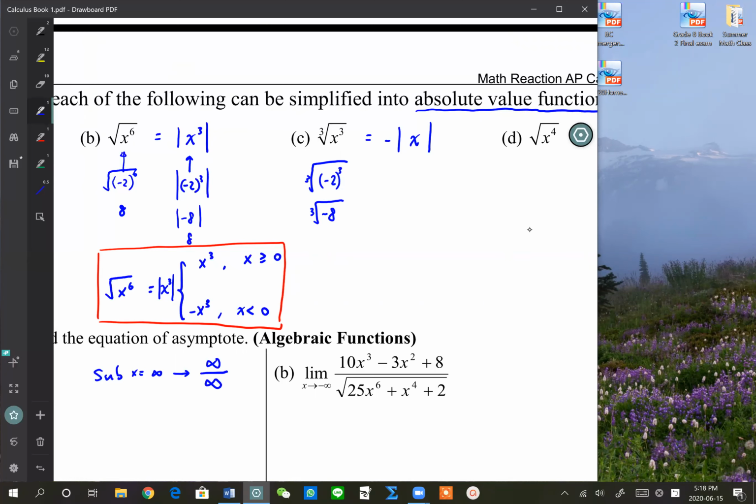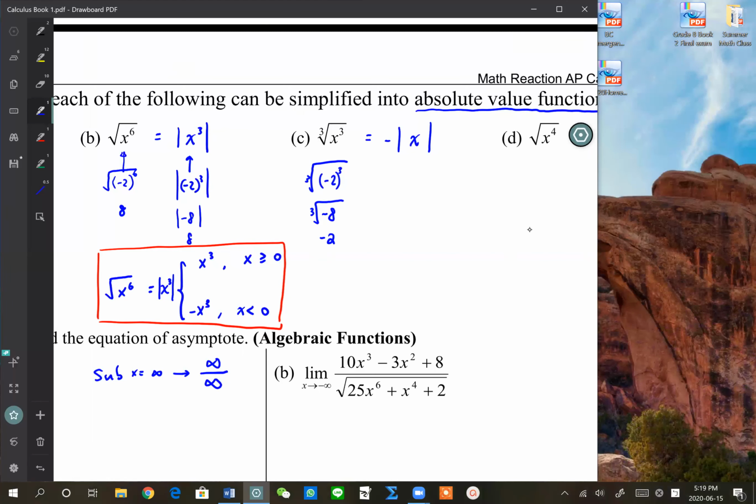Wait, sorry, can you repeat that? Can we take the cube root of -8? Yes. What do you get? You should get negative 2. Okay, so for cube root, it's possible to have a negative answer, right?